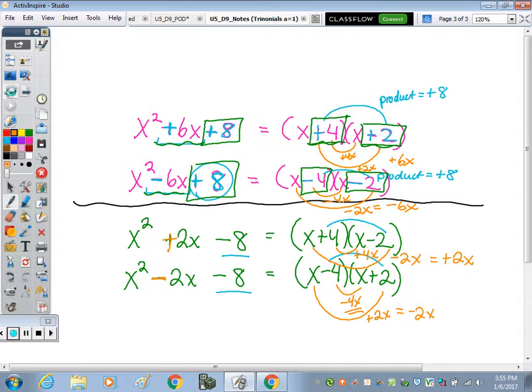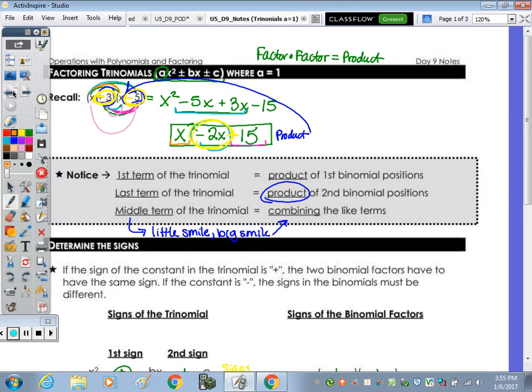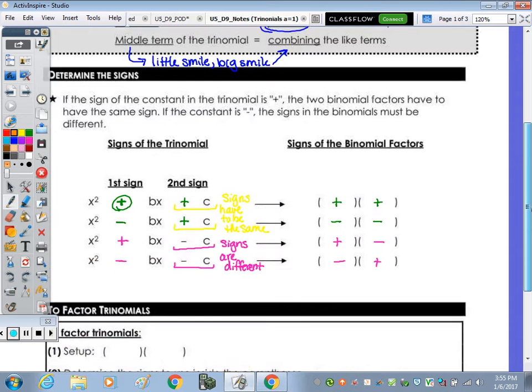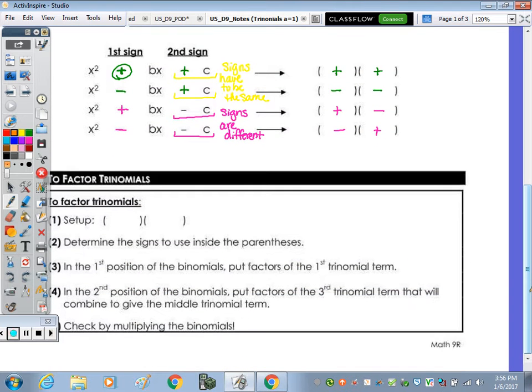So back to our notes. At the bottom are the steps to factoring a trinomial. The first step is to set up your parentheses. And then step number 2, determine the signs. They're going to be both positive, both negative, or opposite.